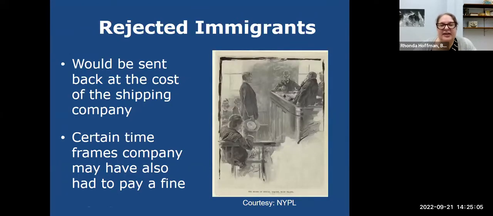Rejected immigrants would be sent back at the cost of the shipping company. So it was important to shipping companies that people had all their right documentation and that they looked healthy when they boarded, because they didn't want to have to pay the costs associated with shipping the people back. But then also for certain timeframes, the company may have also had to pay a fine. And I looked up one of the fines and it was like $2,700 in modern day. So it was quite a bit of money that they might have to pay.